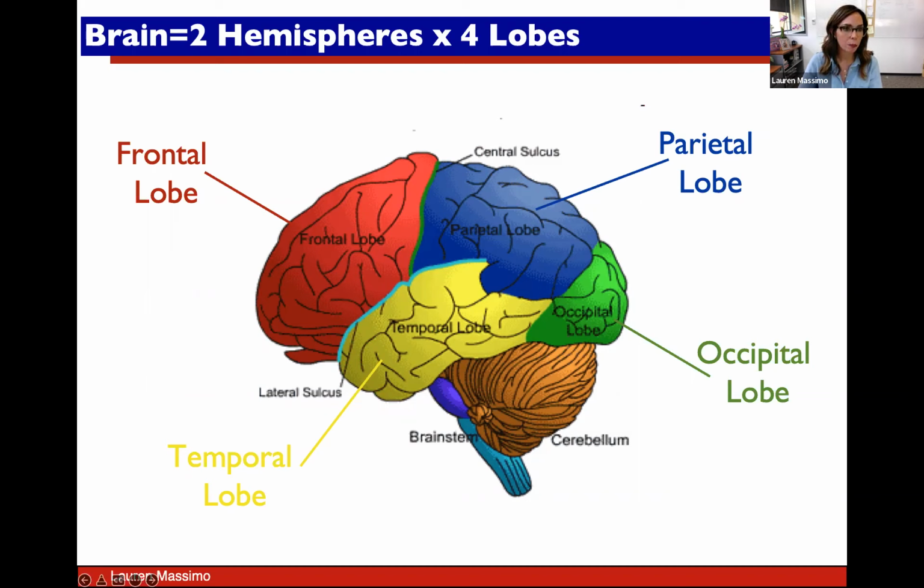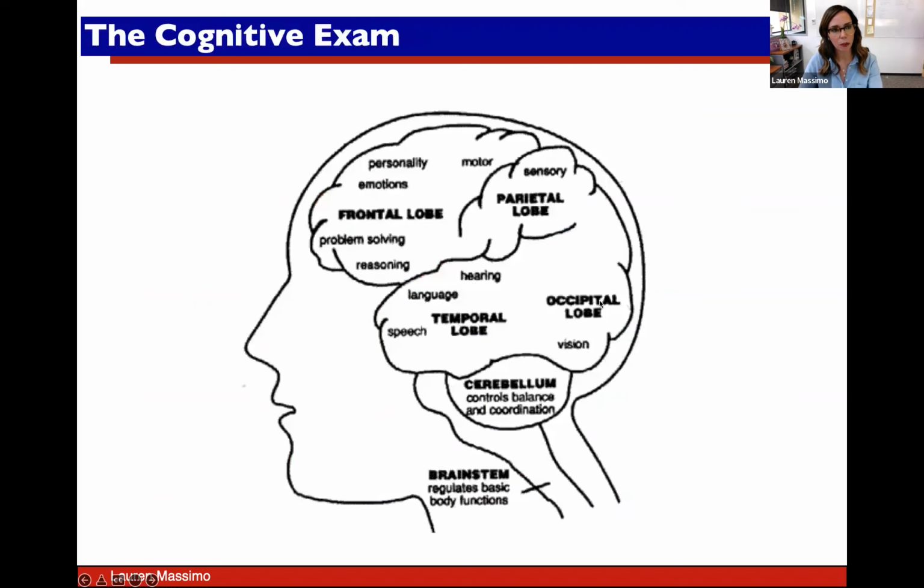There are four lobes of the brain. You can see my pointer here. The frontal lobe is in the front part of the brain. Then we have the temporal lobe here on the side of the brain, the parietal lobe that kind of sits high or up and in towards the back of the brain. And then we have the occipital lobe, which is in the back of the brain. So those are the four lobes that we're going to be talking about because each lobe has a particular function.